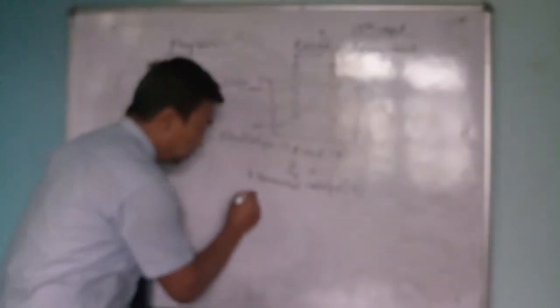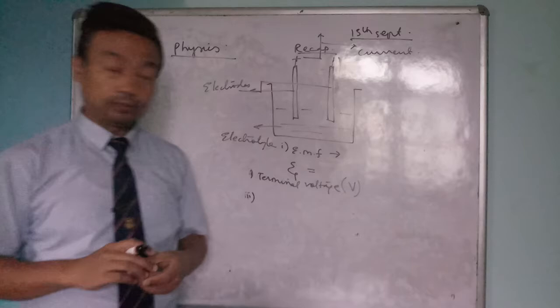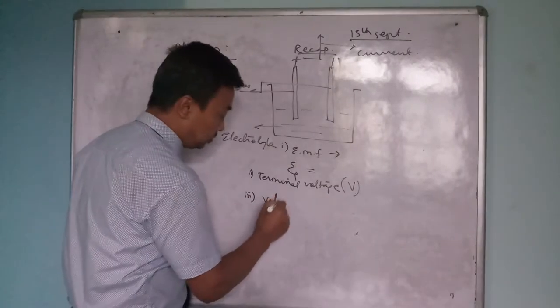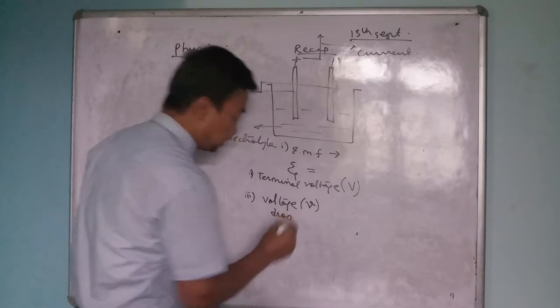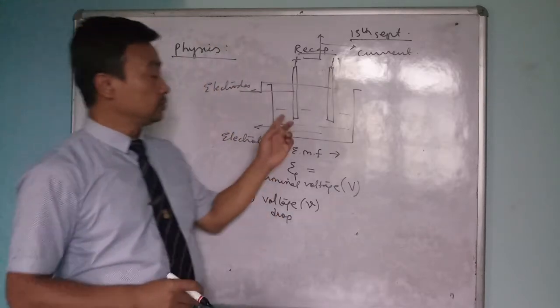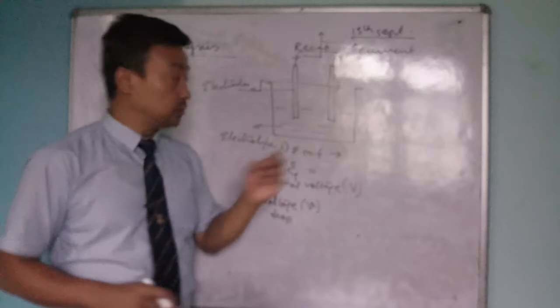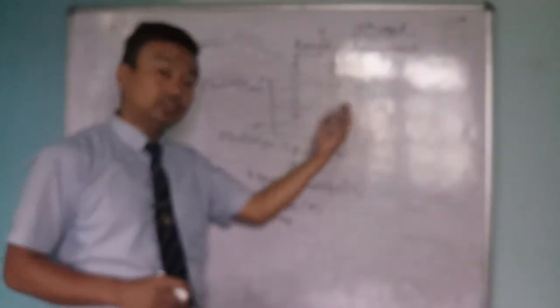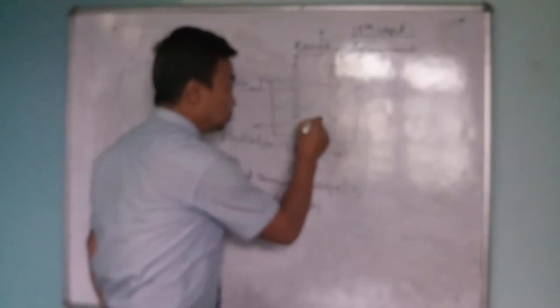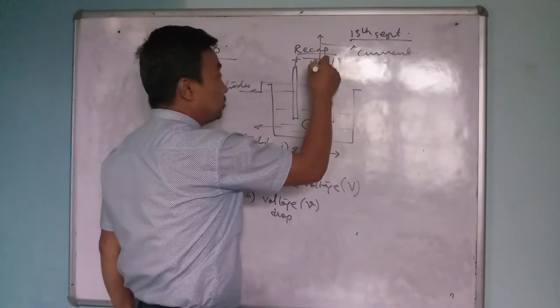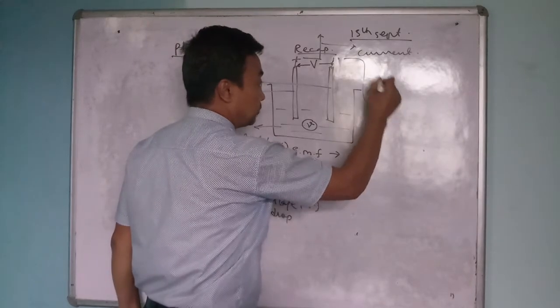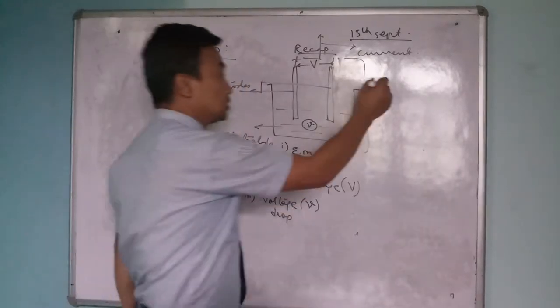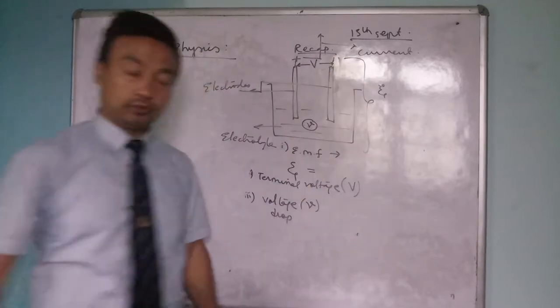Then the third one we had discussed was the voltage drop. The voltage drop is given by small v, and it was the potential difference across the electrolyte, or through this electrolyte inside the cell. That means the voltage drop was your small v, you have the terminal voltage V here, and you have the EMF across the entire cell. So we have three potential differences.